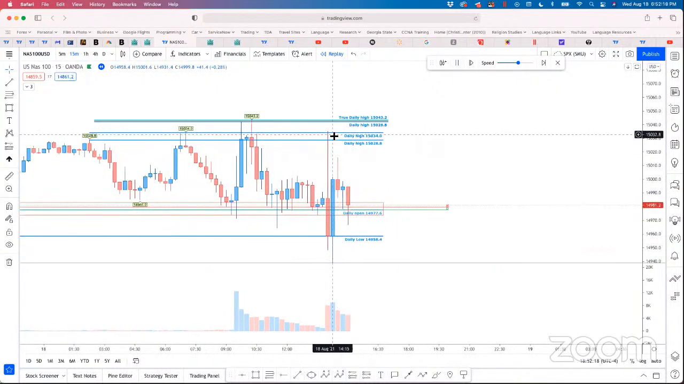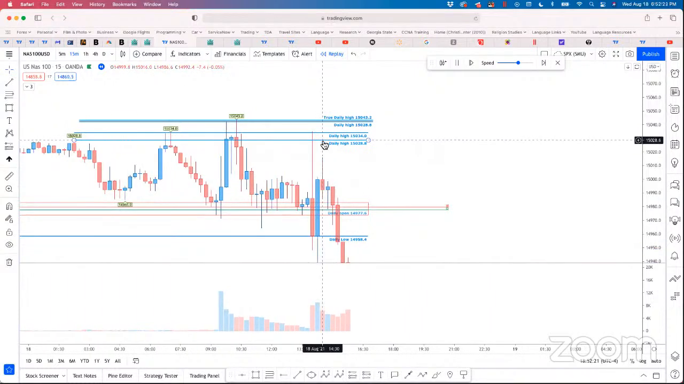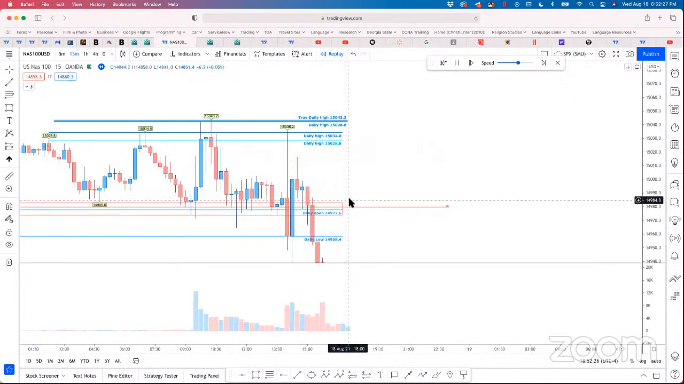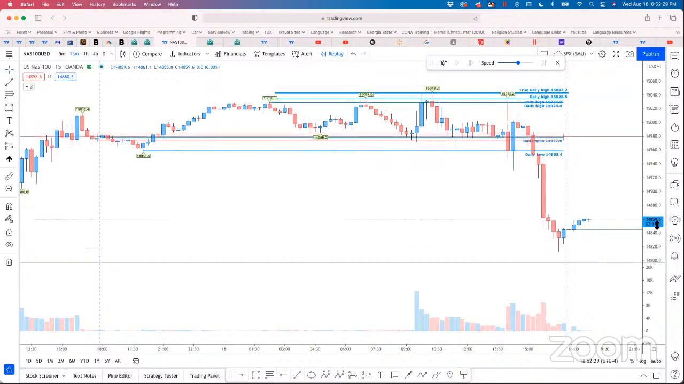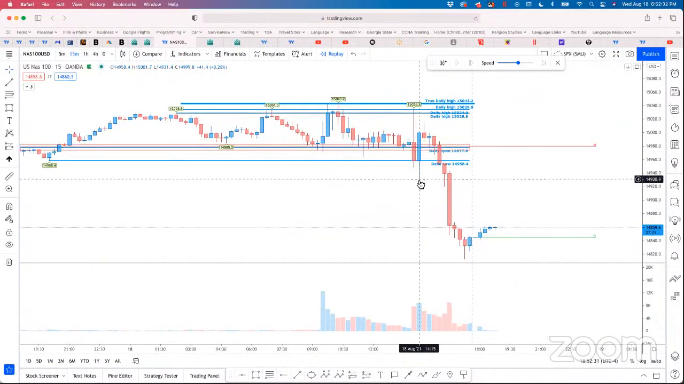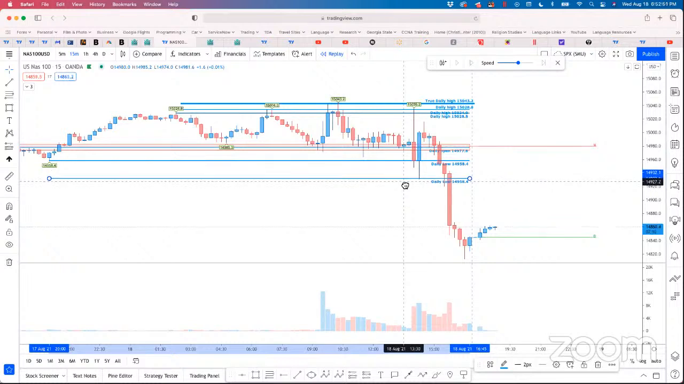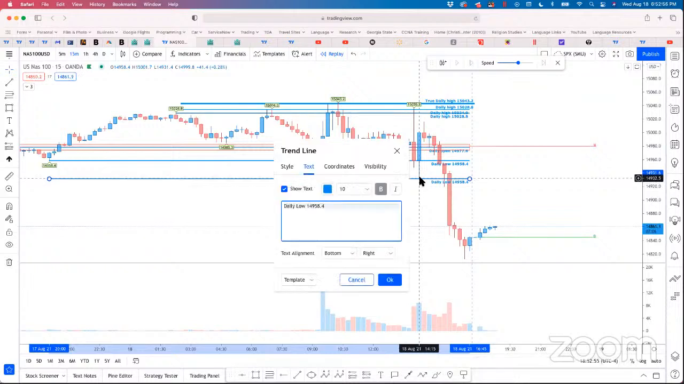We tried to come back to it and break it, and it failed again. And then your drop happened. Once you see the previous daily low, which was here, taken out, it is done for. This would have been your daily low that it made. So now you expanded the range from here, this high, to this low right here.